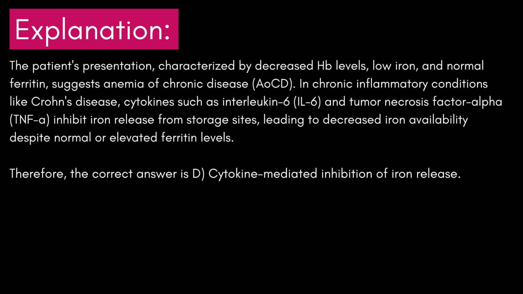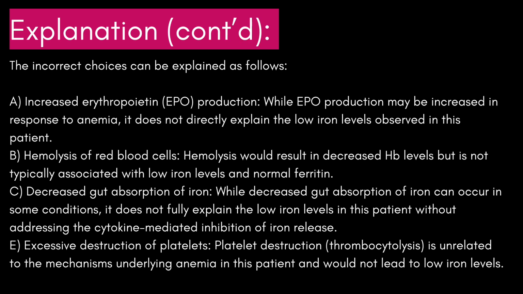All right, let's go ahead and see why the other answer choices are incorrect. The incorrect choices can be explained as follows. A, increased erythropoietin production. While erythropoietin production may be increased in response to anemia, it does not directly explain the low iron levels observed in this patient. B, hemolysis of red blood cells. Hemolysis would result in decreased HB levels, but is not typically associated with low iron levels and normal ferritin.